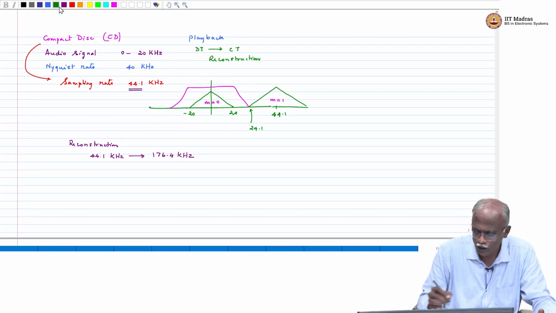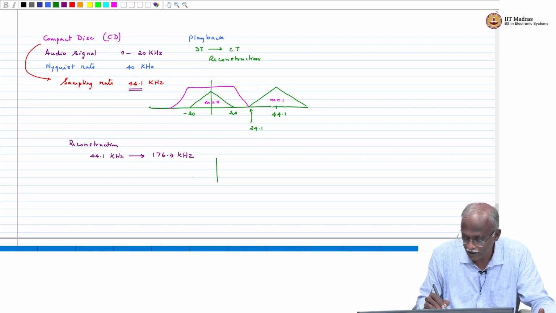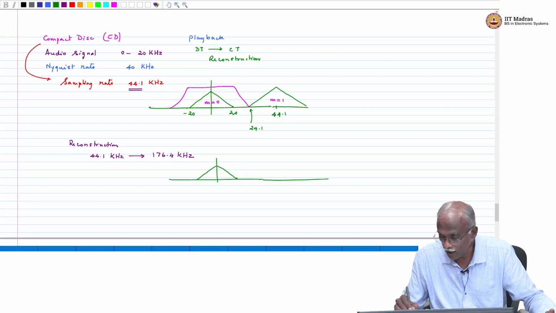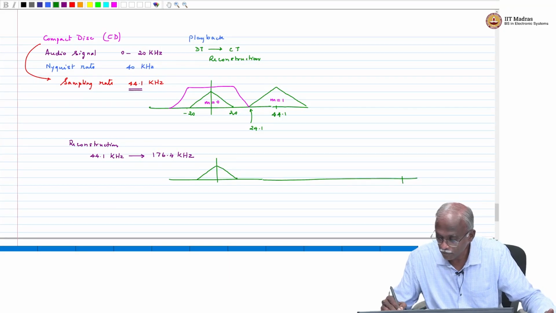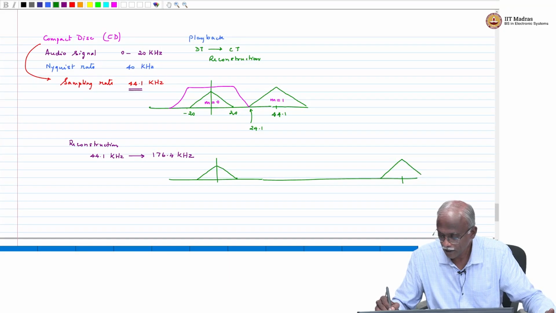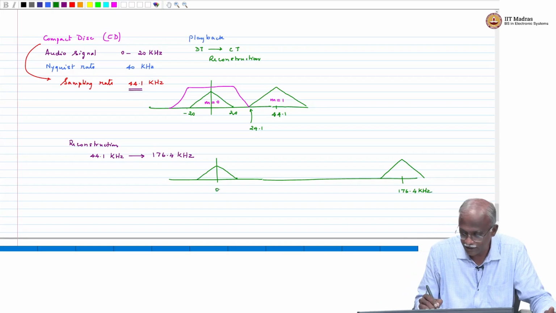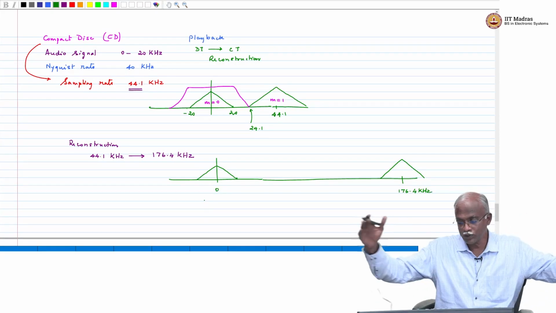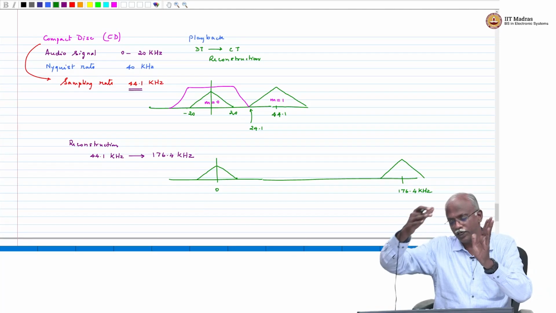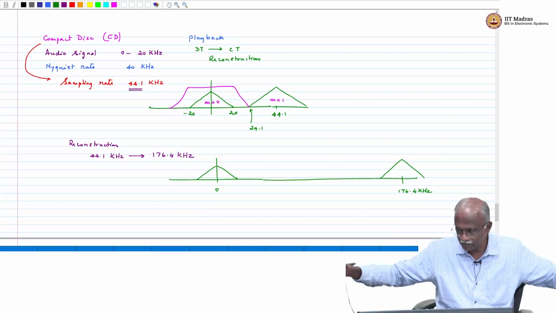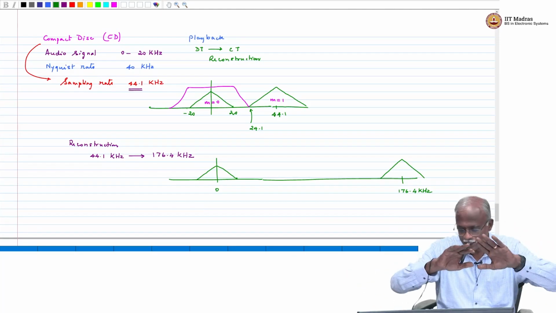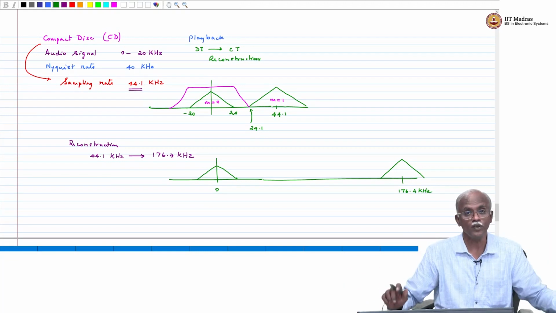So where will be the copies of my signal? My m equal to 0 as always is sitting here. The m equal to 1 now is sitting quite far away. Okay, it is centered at 176.4 kilohertz. Okay, this is at 0. So notice that if you have so much separation, you can actually make sure that the unwanted copies can be very, very effectively removed.